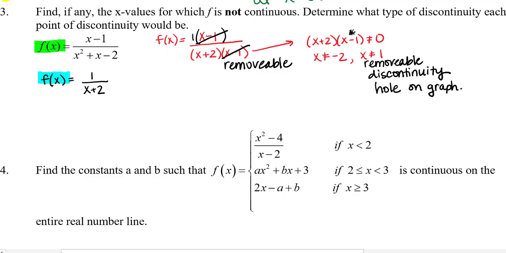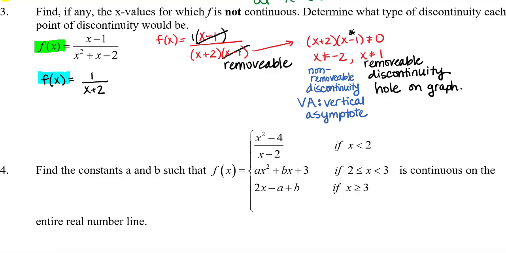And the removable discontinuity is going to turn into a hole graphically. Okay? Whereas the non-removable discontinuity turns into a vertical asymptote. So I have two pieces of discontinuity here, right? x cannot equal -2 and x cannot equal 1. Now it asks me for these answers in this positive way. It says find if any of the x values for which f is not continuous.